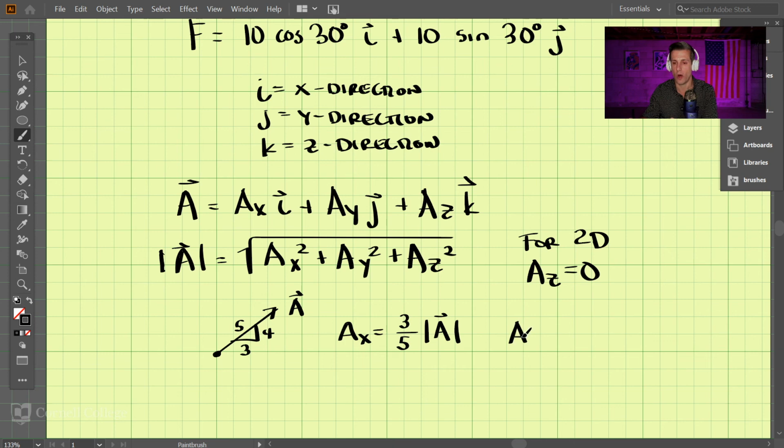Now if we want to do the y direction, Ay, we use the vertical component of this, which is 4 over the hypotenuse, which is 5, times the magnitude of A, all right? So that's how we would, if a vector is given in this sort of notation, this is how we break it down to x and y components. And that's a brief lesson on how to break vectors down into components.